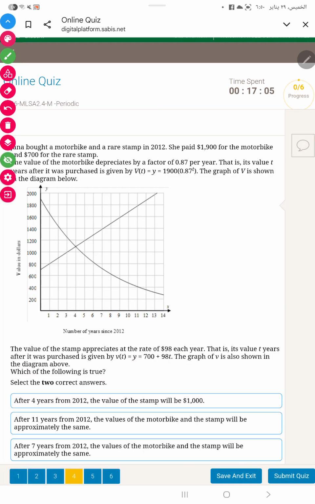Number 4 now. This is a long question, but they ask us about a motorbike and a stamp. This is the stamp, and this is the motorbike.